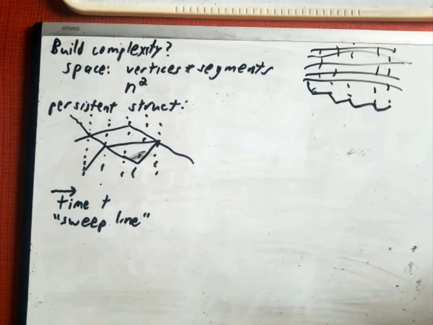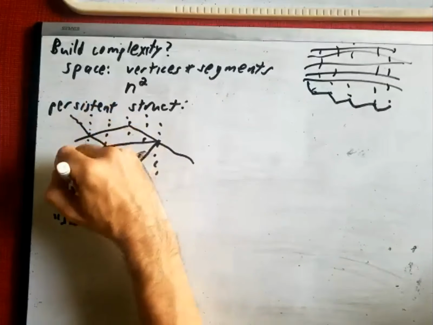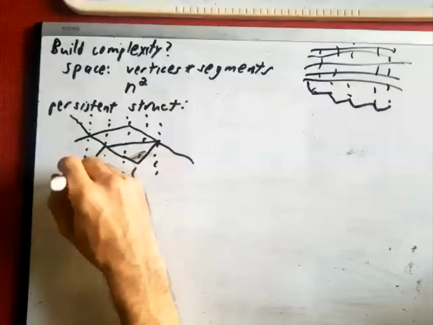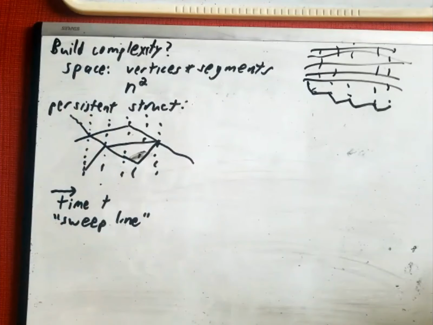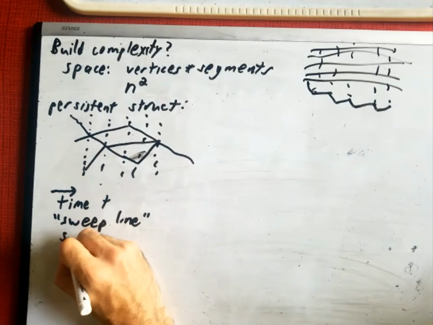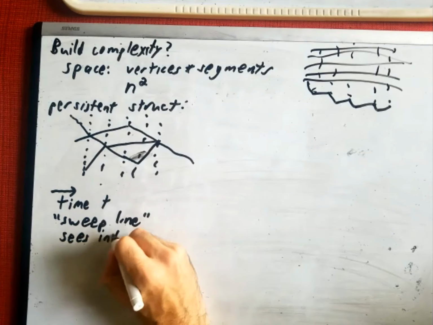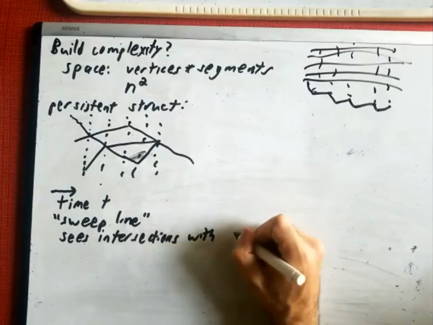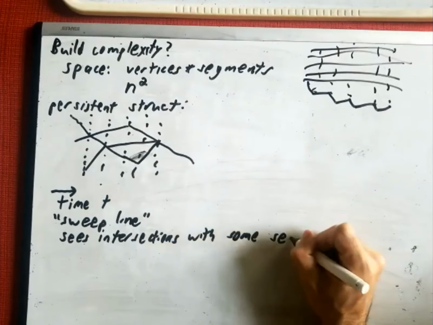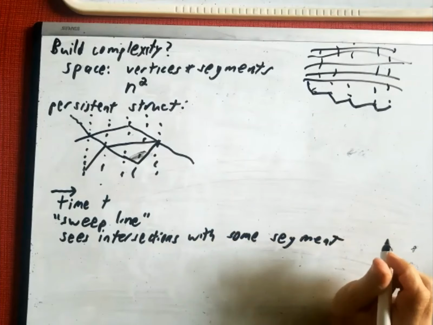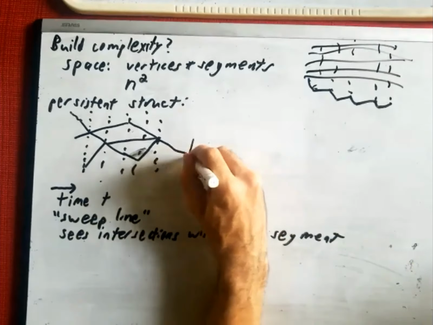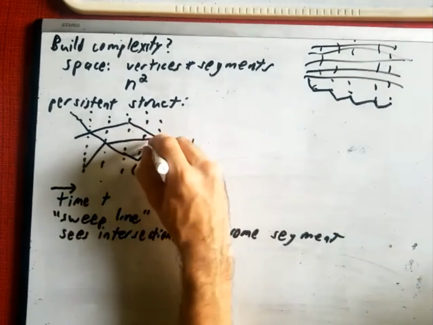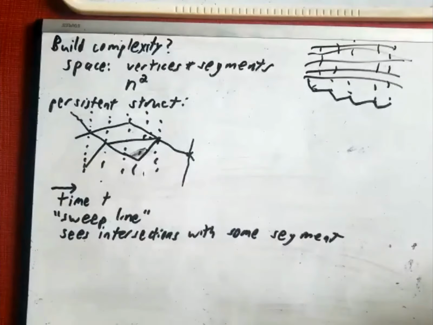Okay, so there are these various times. What I want to ask about is, if I'm focusing on a specific time and moving a sweep line through time, what does that sweep line see at any particular time? Well, the sweep line sees intersections with some of the line segments. If my sweep line is over here, it's only going to see this segment. Earlier on, it saw all three of these segments.